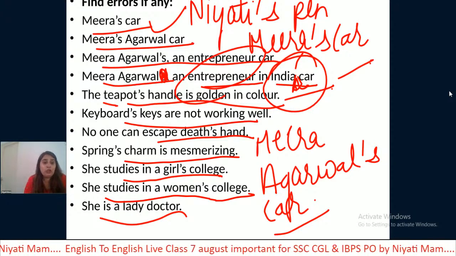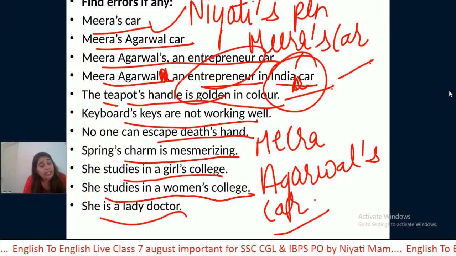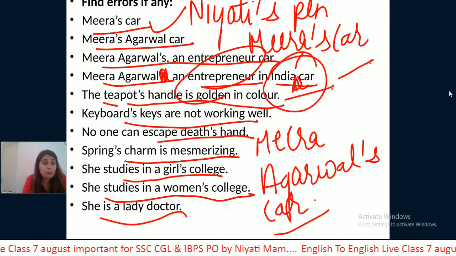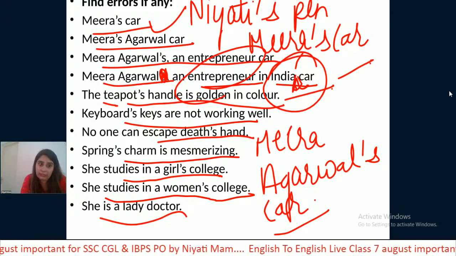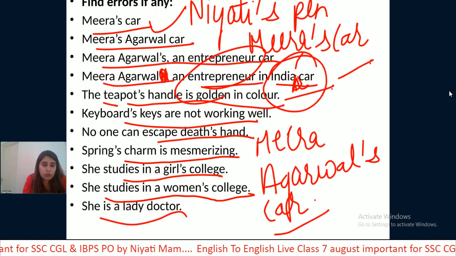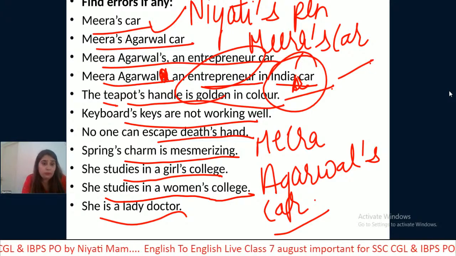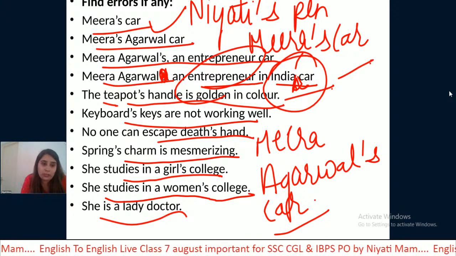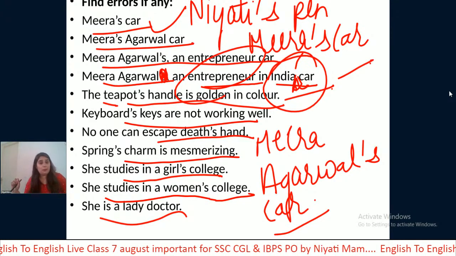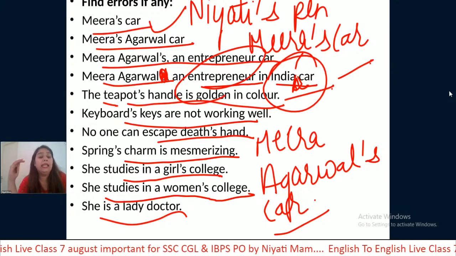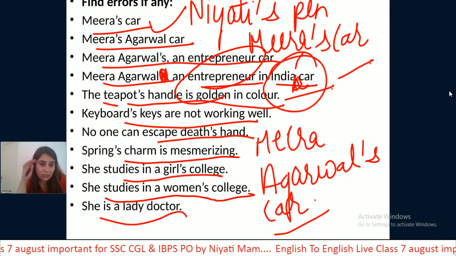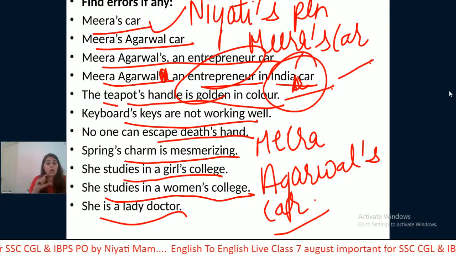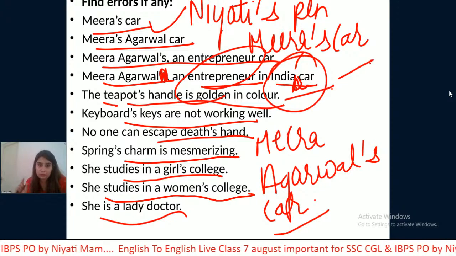Yes, there is a thing which is common about it. See, teapot is a non-living thing, and keyboard is also a non-living thing. Now, you people need to remember, dear students, that with non-living things, we can never use apostrophe S. There will be certain exceptions which we are going to read in our next sessions. But for now, remember that with non-living things, we can never use apostrophe S.